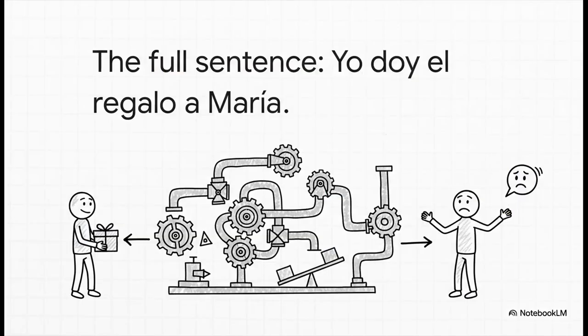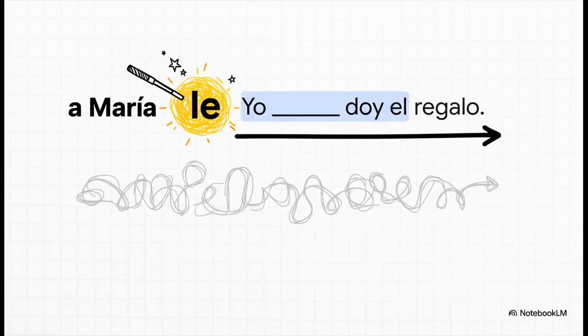Okay, let's bring back our old friend, yo doy el regalo a María. Now, there's nothing wrong with this sentence. It's 100% correct. But we can make it sound so much better, more native. And boom! Check this out. We took that whole chunk a María and replaced it with one tiny word, le. Yo le doy el regalo. It means the exact same thing. I give the gift to her. But it's so much smoother, right? This is how people actually talk.